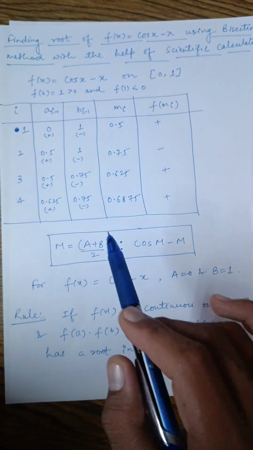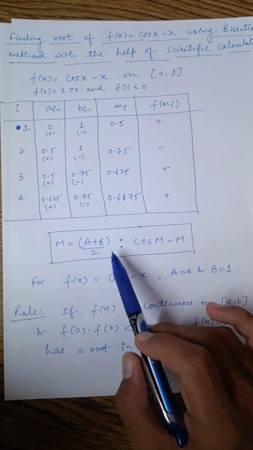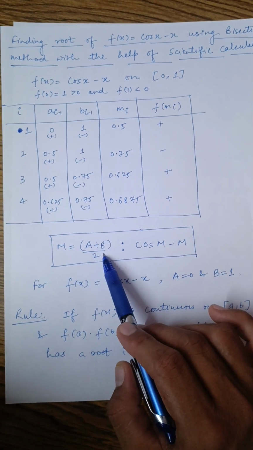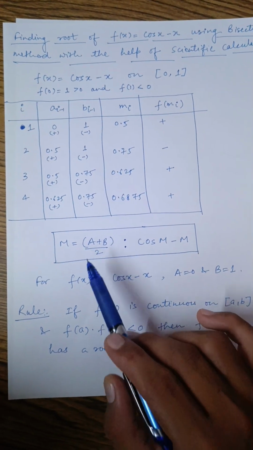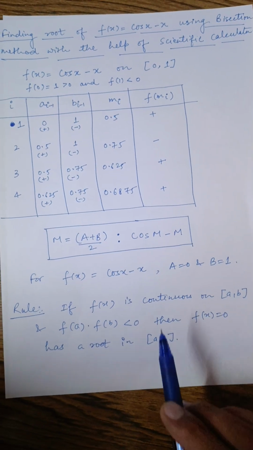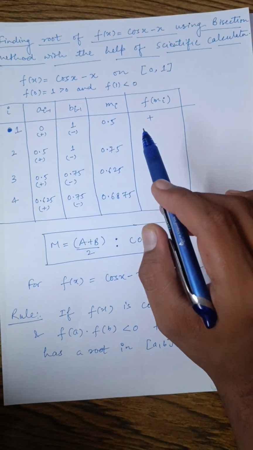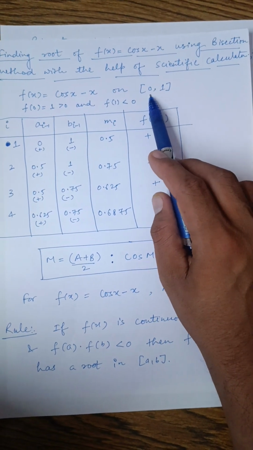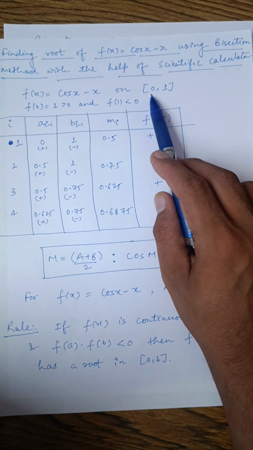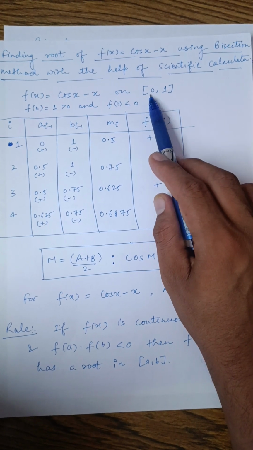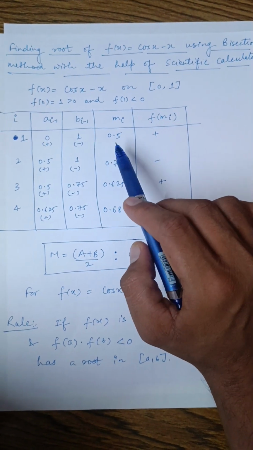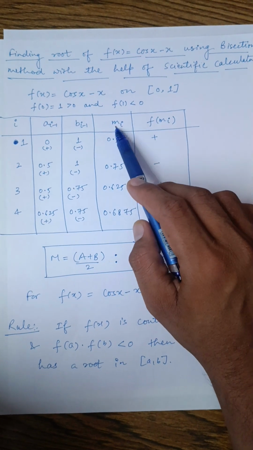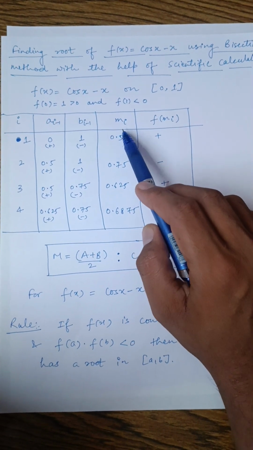So what is the procedure? We have to calculate the midpoint. So we will calculate the midpoint of the interval, which is (a + b)/2, not of the function. So the interval is (0, 1). So what is the midpoint of (0, 1)? It is (0 + 1)/2, which is 0.5. So this is the value of m1, meaning the first midpoint.